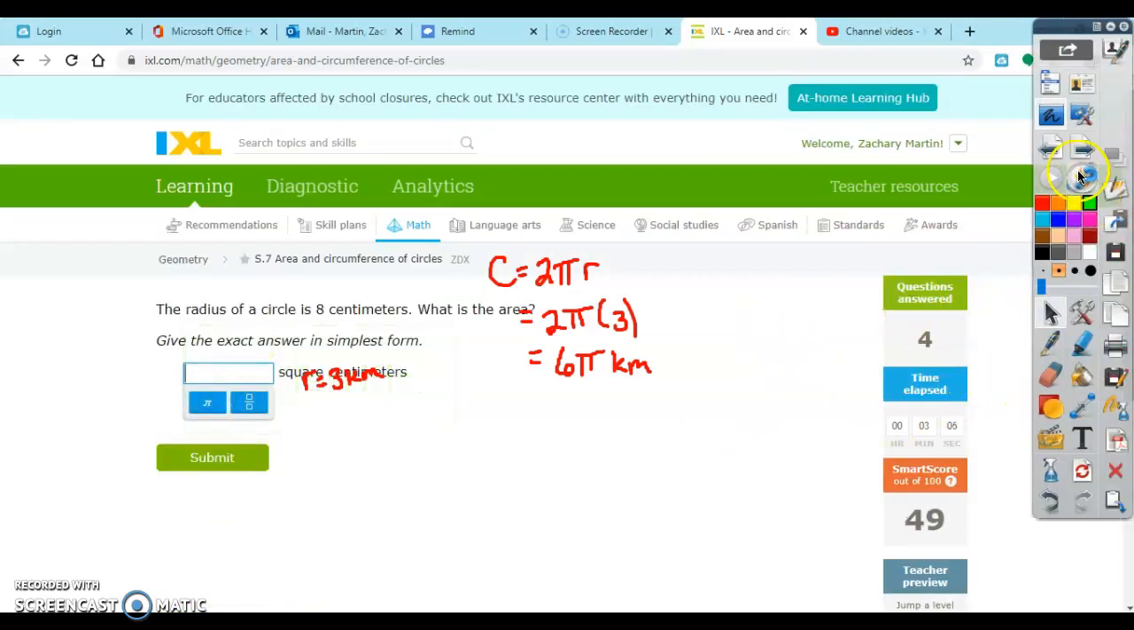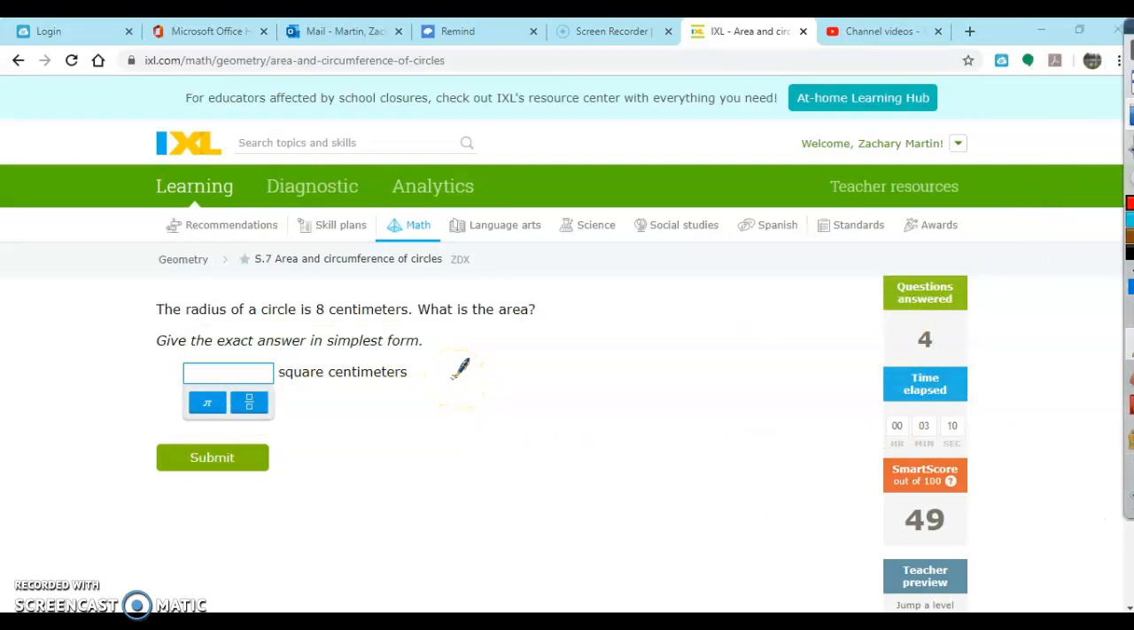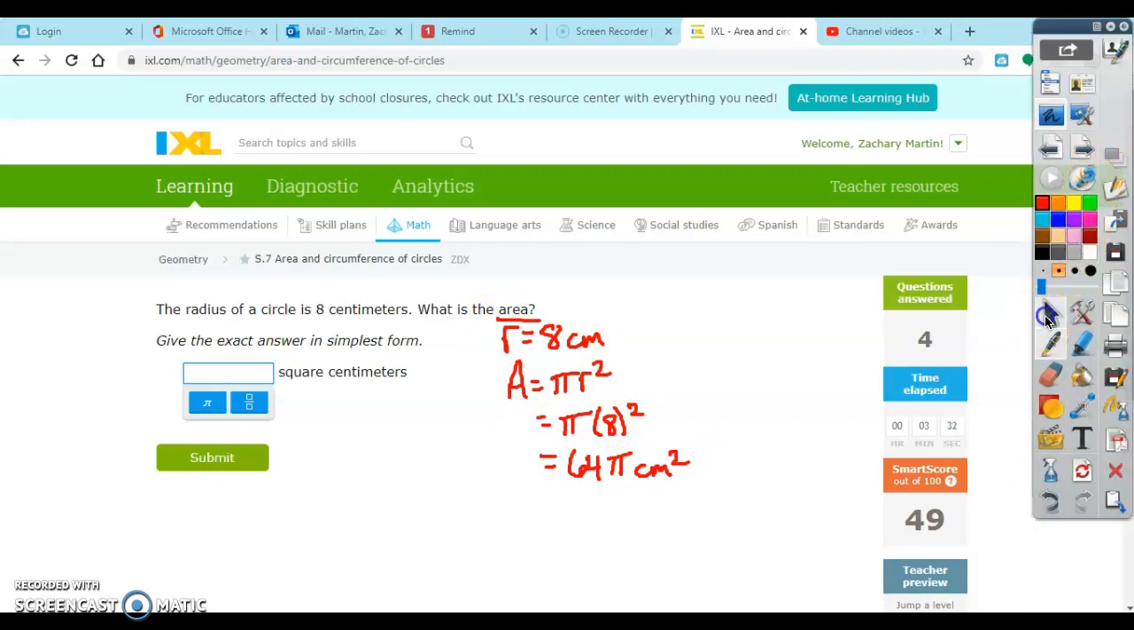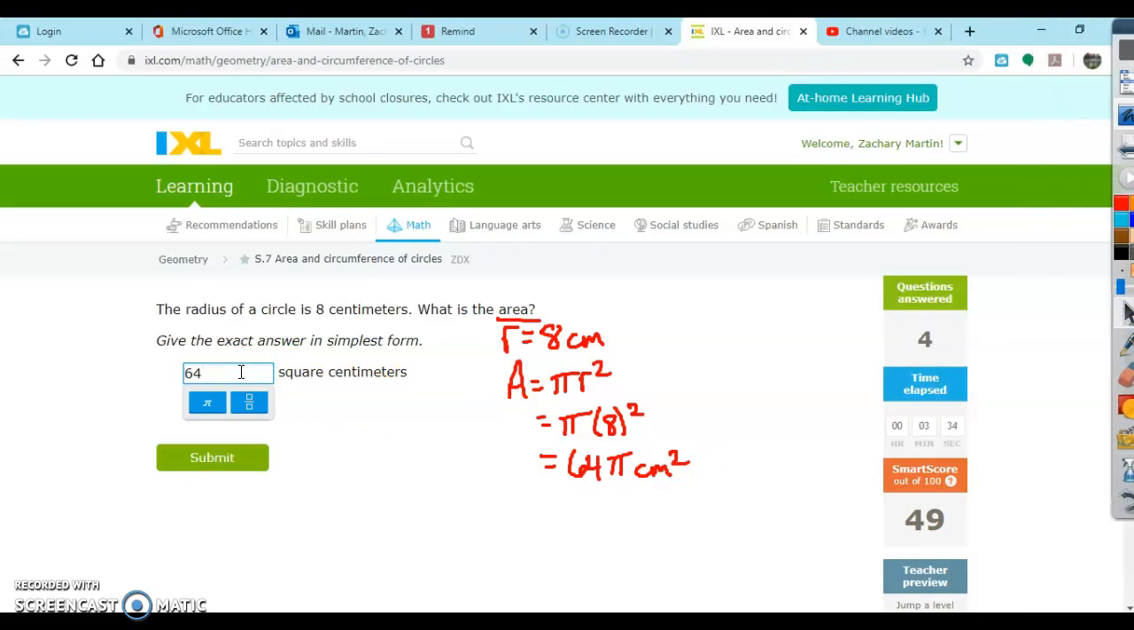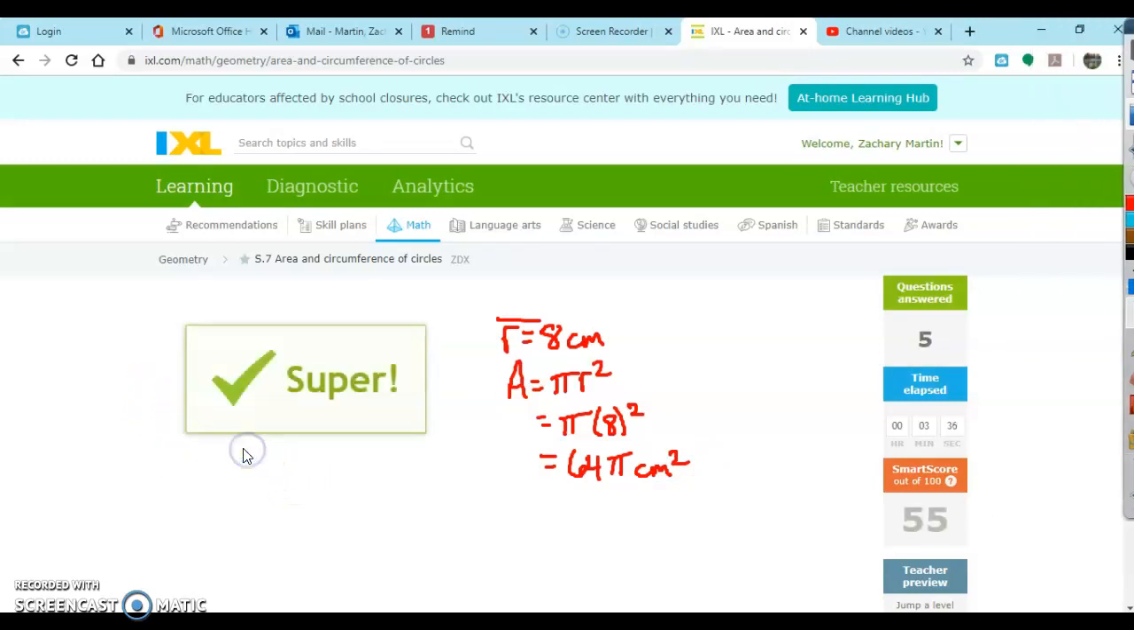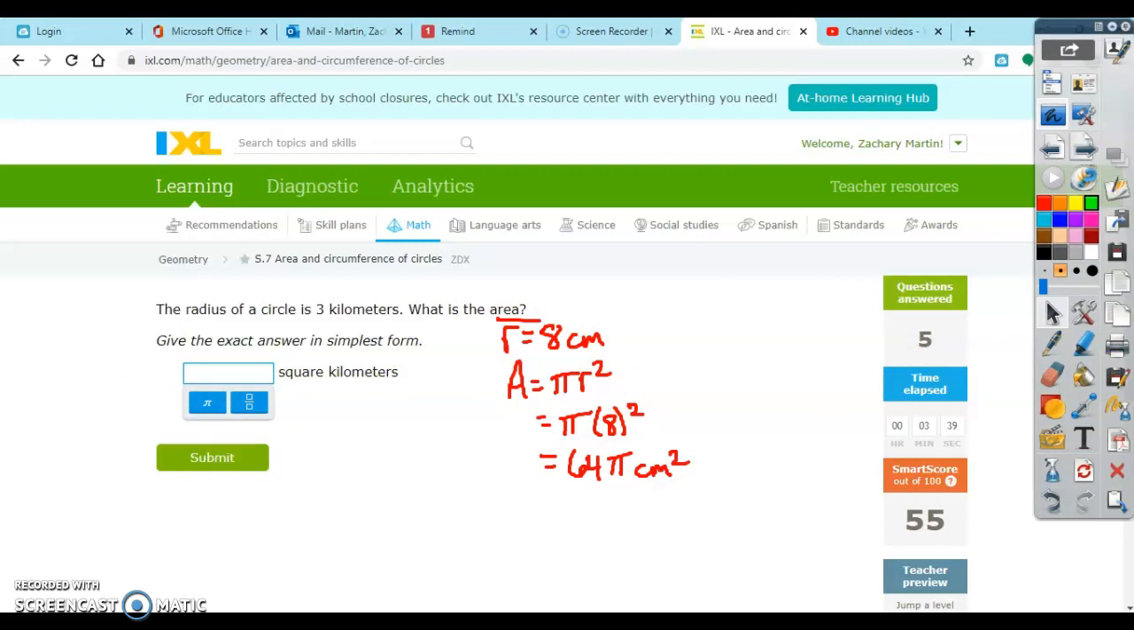Fantastic. All right, now they don't give us a figure, so let's see if we can make some sense of the text here. The radius of a circle is 8 centimeters. What's the area? Well, we know the area is pi r squared, so that's going to be pi times 8 squared, 64 pi. And we're looking at area, so that's square centimeters, or centimeters squared. 64 pi centimeters squared. There we go. Super. Fantastic.